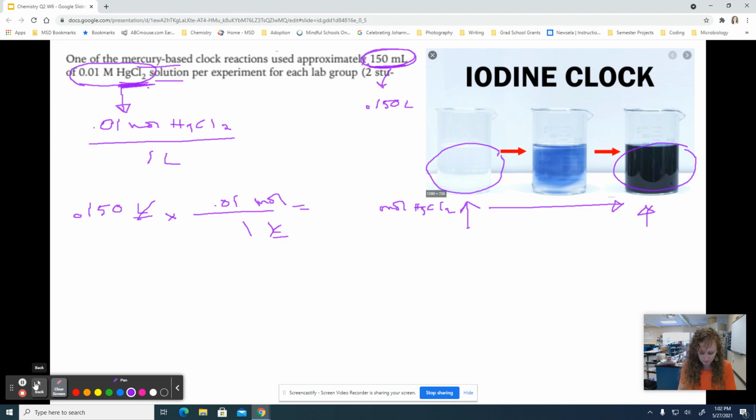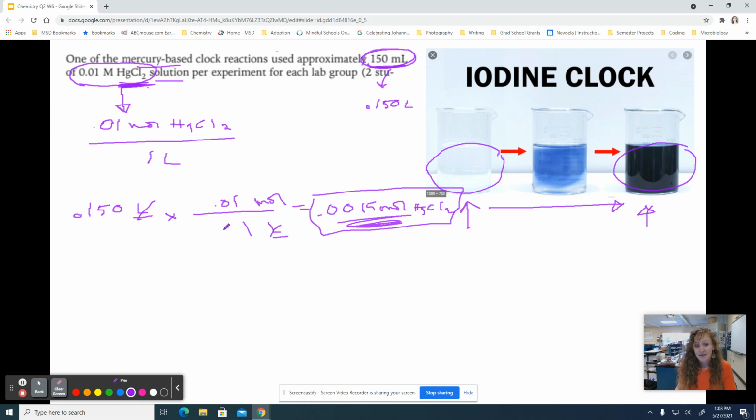0.15 times 0.01 divided by 1 comes out to be 0.0015. 0.0015 moles of mercury chloride. So if I did this lab with mercury chloride instead of with vitamin C, for every lab group that rolls through here, I would be having to dispose of 0.0015 moles of mercury chloride.